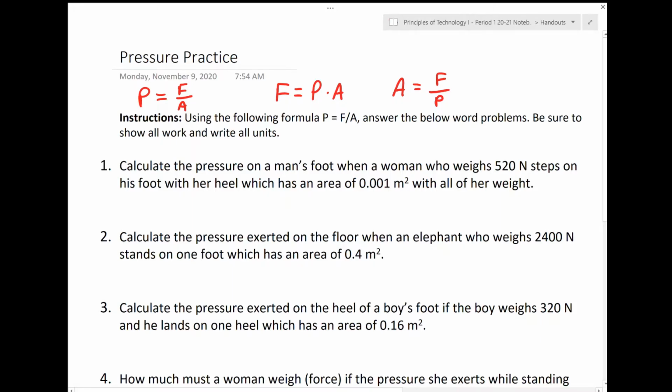Right, so I'll get right into it and go with number 1. Calculate the pressure on a man's foot when a woman who weighs 520 newtons steps on his foot with her heel, which has an area of 1/1000th of a square meter with all of her weight. So we're looking for pressure, so we're going to use P is equal to force divided by area. The force is 520 newtons. We're dividing by an area of 0.001 square meters. 520 divided by 1/1000th is 520,000 newtons per square meter, which is called a Pascal.